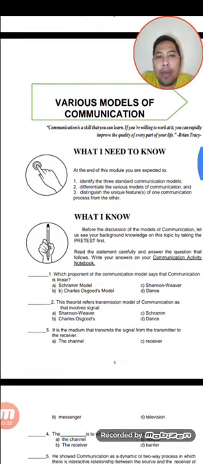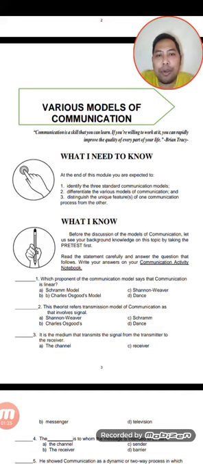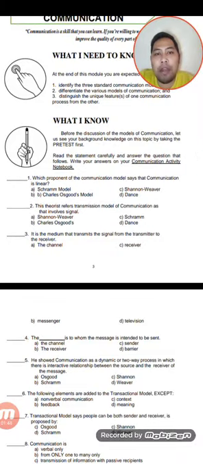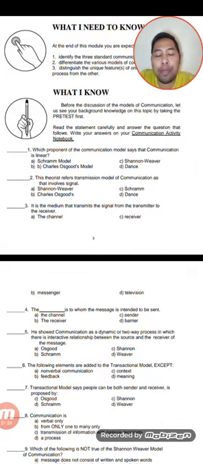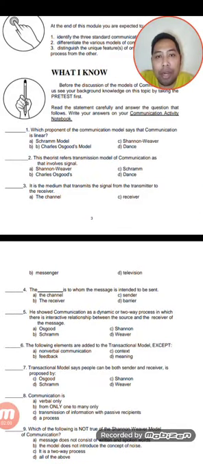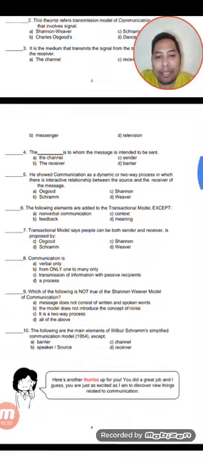Now, what I need to know. At the end of this module, you're expected to first identify the three standard communication models, differentiate the various models of communication, and distinguish the unique feature of one communication process from the other. What I know. Before the discussion of the models of communication, let us see your background knowledge of the topic by taking the pre-test first. So again, in your communication notebook, you have here how many items? 10 items to answer for pre-test.